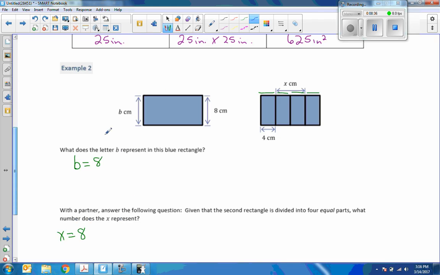We're just going to say, since one length from here to here is 4, and this is 4, and this is 4, and this is 4, so I have 2 lengths of 4. 4 times 2 is 8.